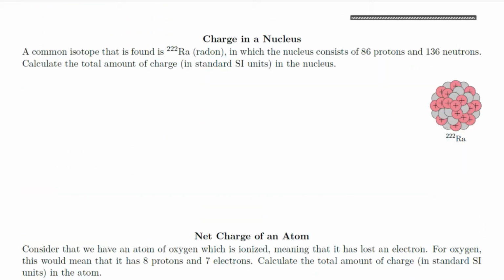Charge in the nucleus. A common isotope that is found in radon, in which the nucleus consists of 86 protons and 136 neutrons. Calculate the total amount of charge in standard SI units, in other words, coulombs, in the nucleus. Okay, so we have the number of protons and neutrons, and we just want to get the amount of coulombs of charge.